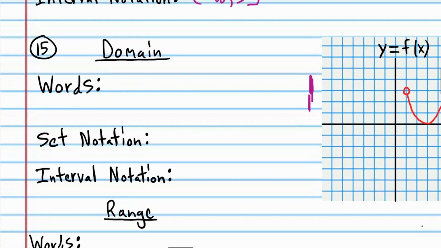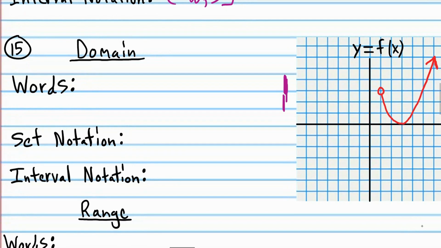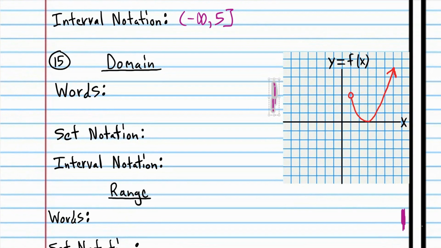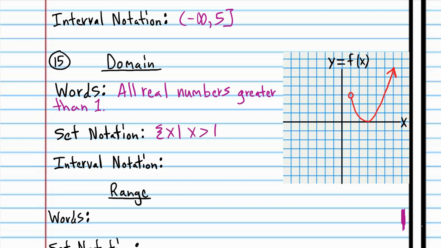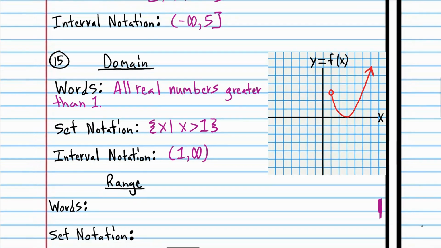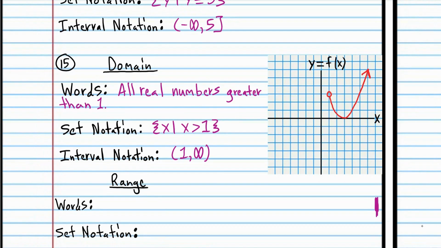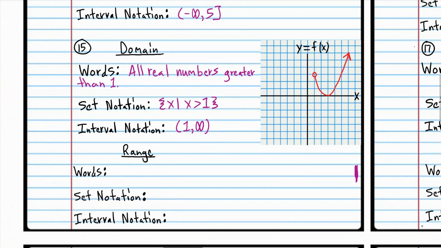Okay, we're back. The domain of that function is all real numbers greater than 1. It's the set of all x values such that x must be greater than 1. And in interval notation, we use a parenthesis and then 1, comma, infinity, and another parenthesis. All right, if you got that answer, good job.